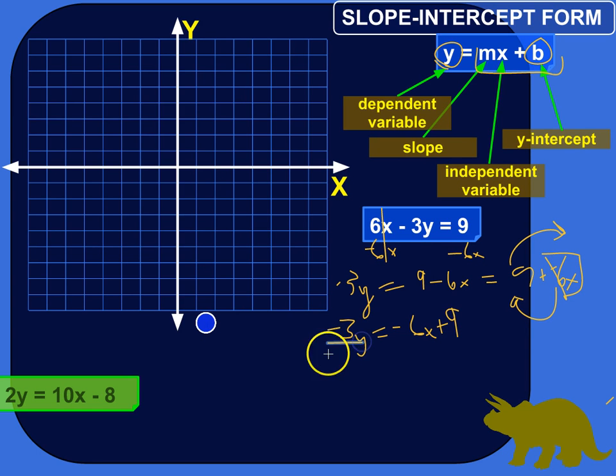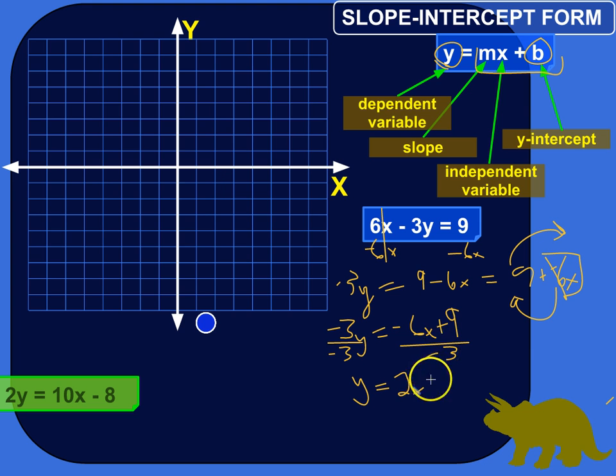All right, last up, divide by negative 3 to get y by itself. Negative 3 divided by negative 3 is 1, and 1 times y is just y. So now we have y by itself. Now we need to divide each of these terms by negative 3. So negative 6x divided by negative 3: the negatives cancel out, and 6 divided by 3 is 2. So negative 6x divided by negative 3 is just 2x.